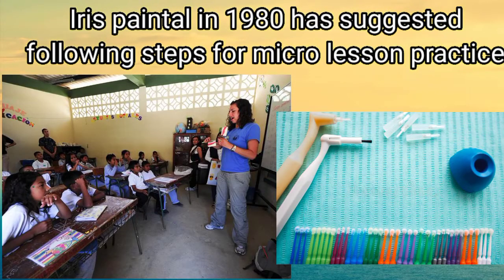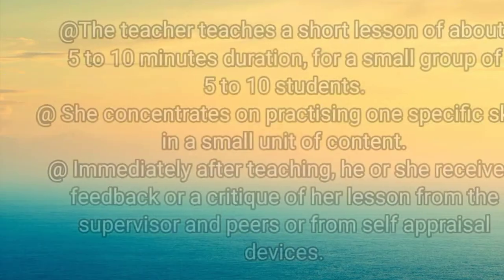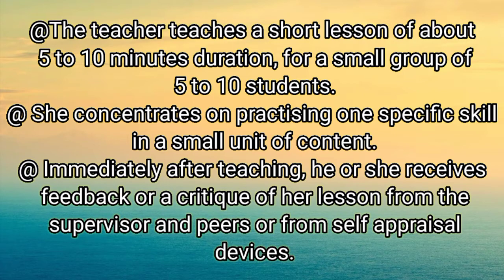So here in 1980, Passi and Lalita have suggested steps for micro lesson practice. In that, first one, the teacher teaches a short lesson of about 5 to 10 minutes duration for a small group of 5 to 10 students. Short lesson will be there. What is the time? Only 5 to 10 minutes duration, and the number of students is going to be decreased, meaning that only 5 to 10 students will be there.